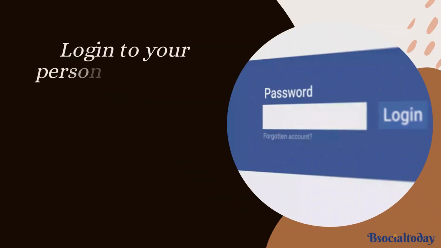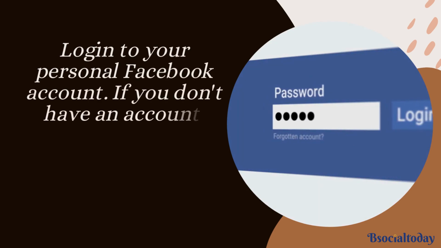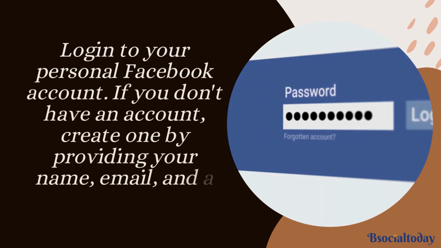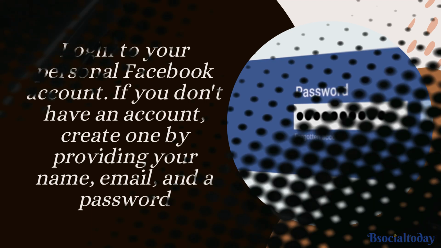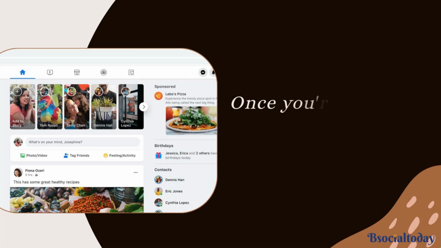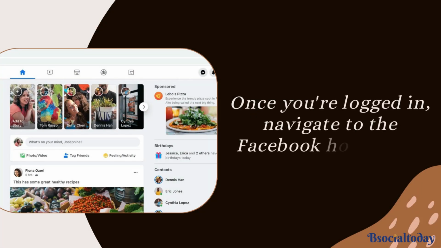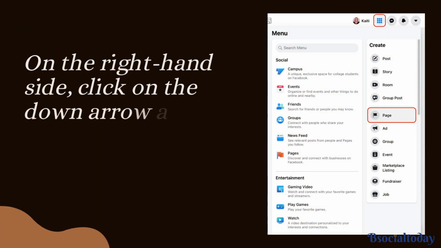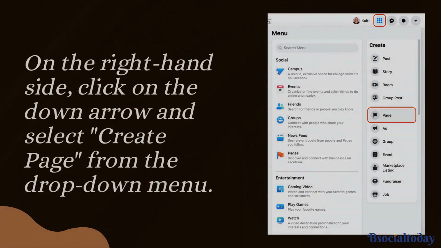Step 1. Log into your personal Facebook account. If you don't have an account, create one by providing your name, email, and a password. Step 2. Once you're logged in, navigate to the Facebook homepage. Step 3. On the right-hand side, click on the down arrow and select Create Page from the drop-down menu.